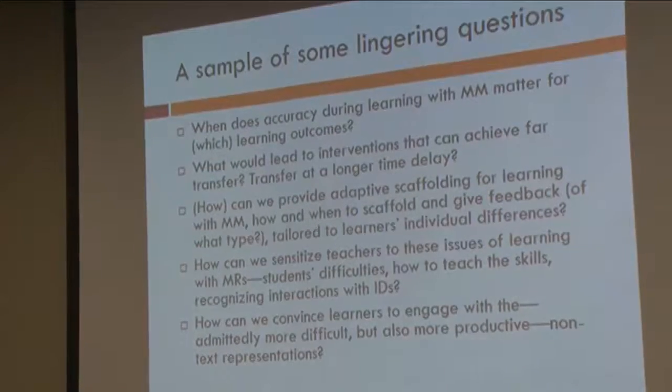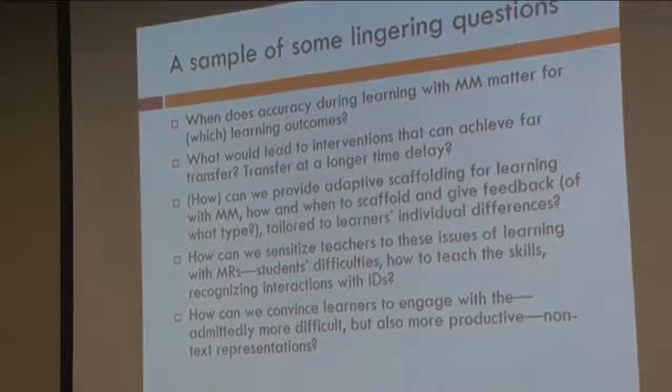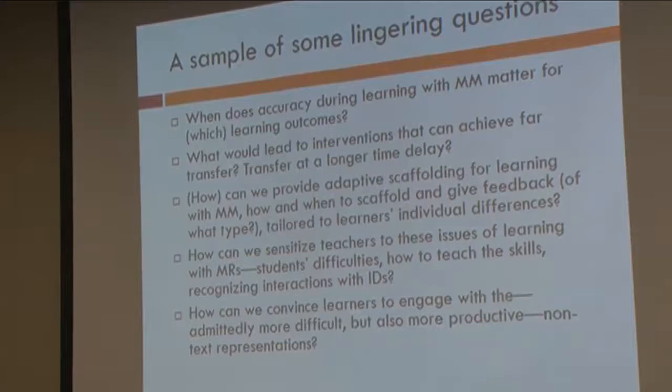We have this issue of what happens during learning, and then we have your outcome score after learning. And I think we don't have a really good grasp across this body of literature, which might be 500 studies by now, about when accuracy during learning matters and when it doesn't matter.